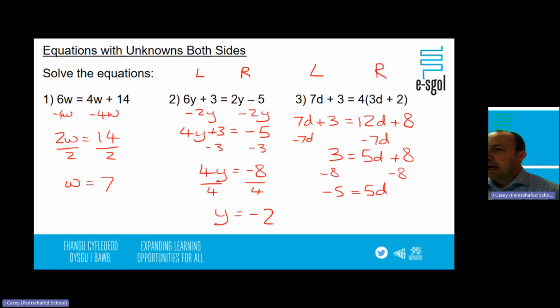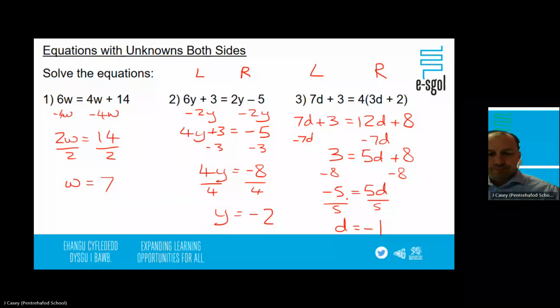Now, I got 5 times d, so I'm going to divide by 5, divide by 5. I can cheat a little bit now. If I want, I can put the d over the other side because that's where we'd normally see the answer. And then minus 5 divided by 5 is minus 1. And again, if you wrote that the other way round, minus 1 equals d, that would be absolutely fine. That wouldn't be an issue.